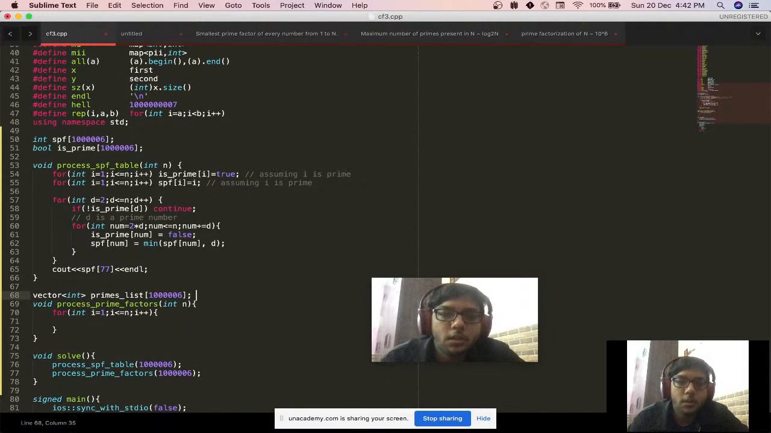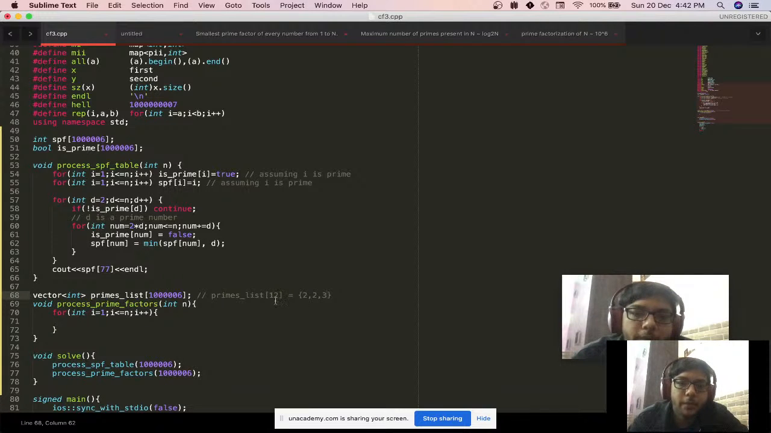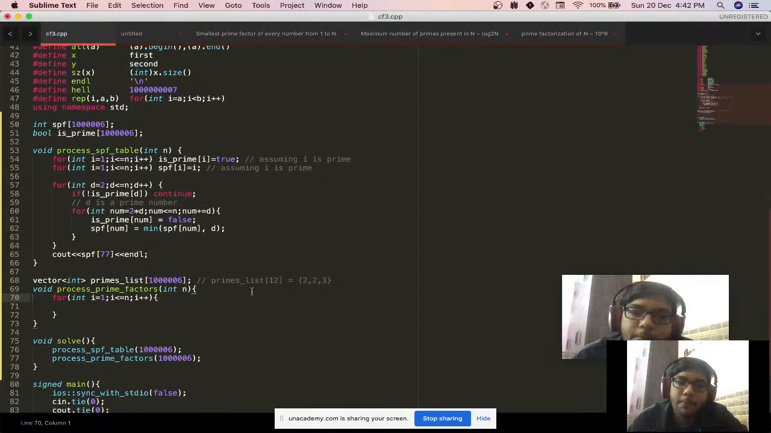Let's write that, it would make it much clearer. Take one example: the primes list of 12 would be 2, 2, 3. That would be the prime list for 12. Similarly we have a prime list for every number. So that is what I want to process.